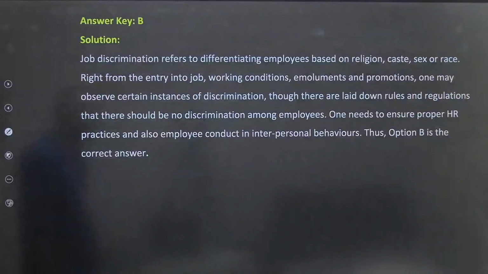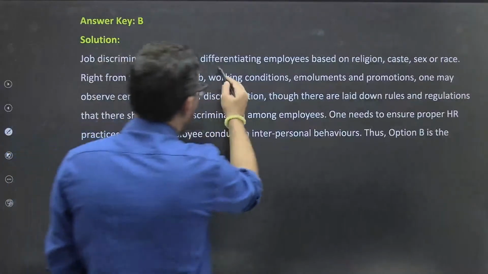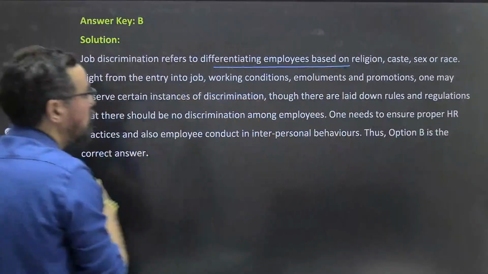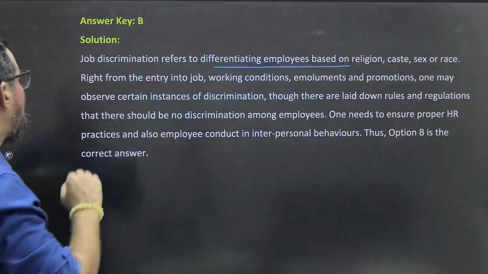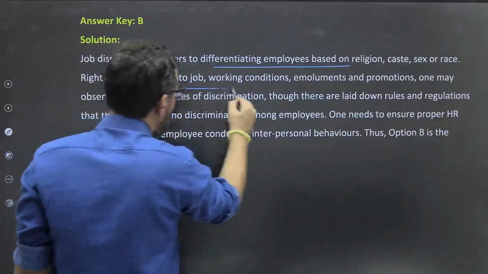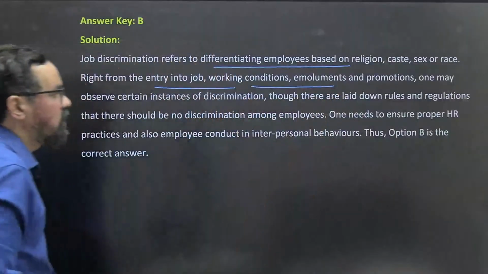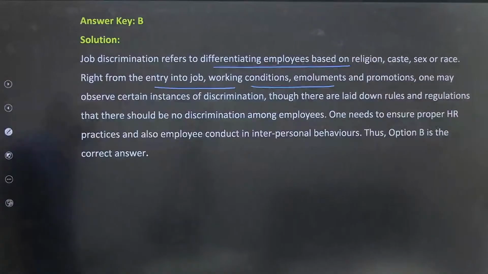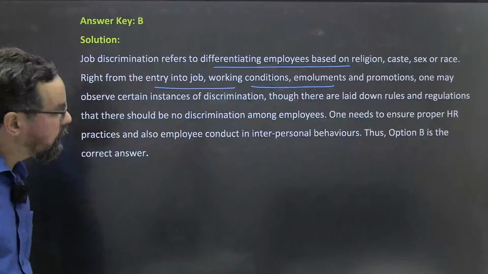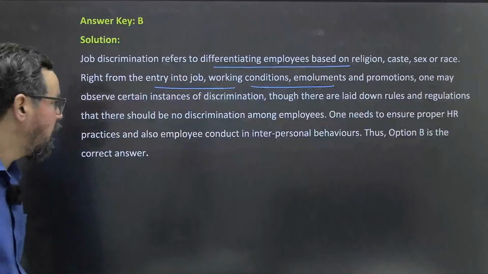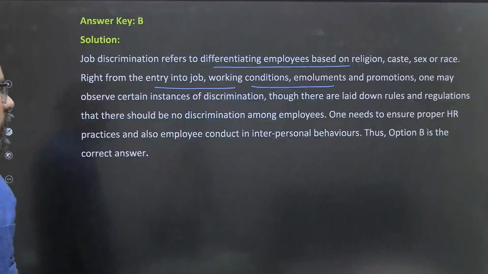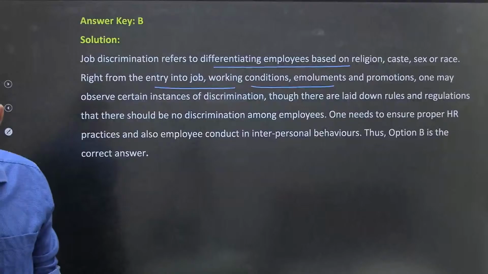B should be the right answer. Okay. So job discrimination refers to differentiating employees based on religion, caste, sex, or race. Right from the entry into the job, working conditions, emoluments and promotions, one may observe certain instances of discrimination. Though there are laid down rules and regulations that there should be no discrimination among the employees and all. Okay, easy one again.